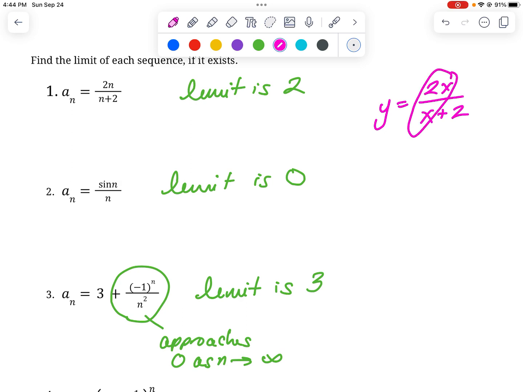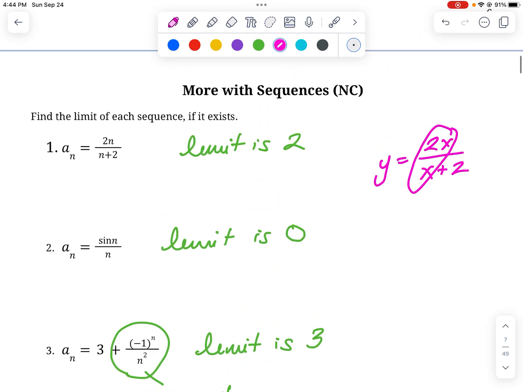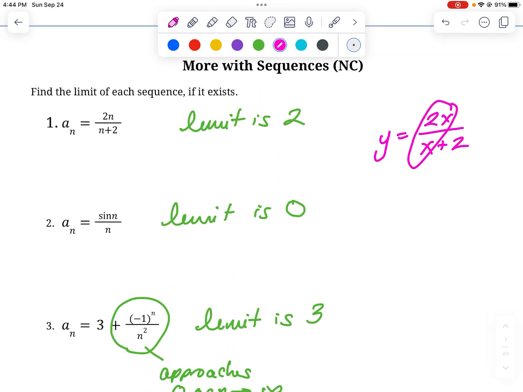So the leading coefficient tells you the end behavior, and end behavior and limits are the same kind of thing, because both are dealing with as you approach infinity. And then the limit is 0 for the next one because the bottom is going to get bigger, bigger, bigger, whereas the top has to stay between -1 and 1.